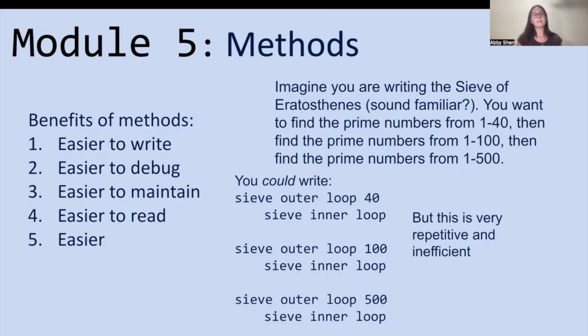But we could write that entire code chunk that we had three times, once for numbers 1 through 40, once for numbers 1 through 100, and once for numbers 1 through 500. But as you'll remember, pretty complex code. You'll have the nested loops and arrays to keep track of. And overall, that's going to be a pretty repetitive and inefficient way to write this program.